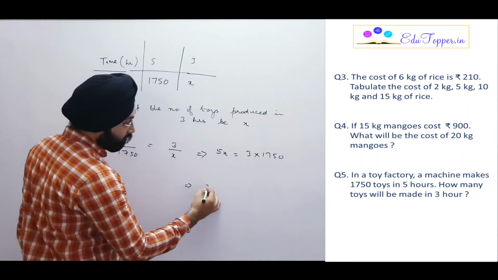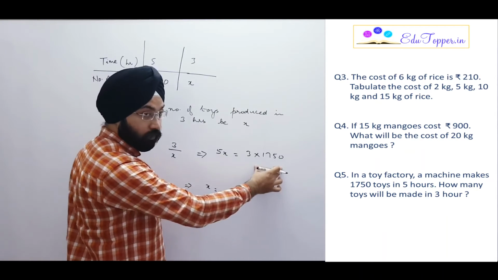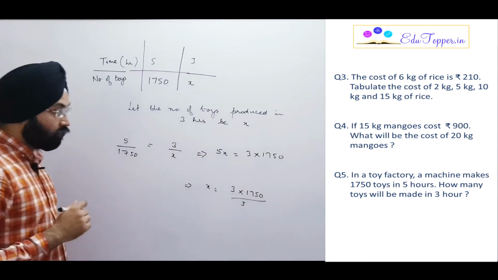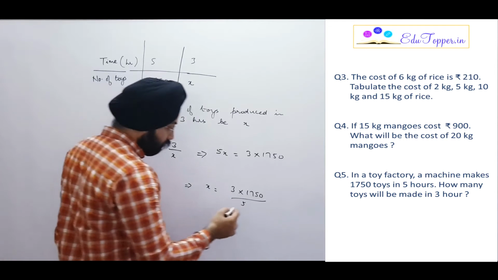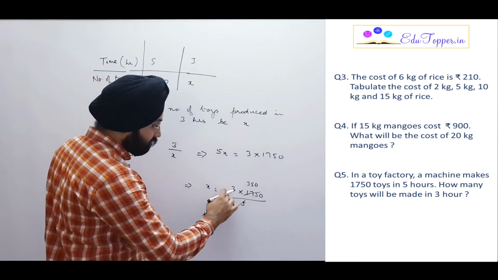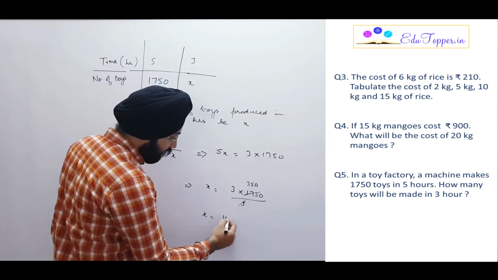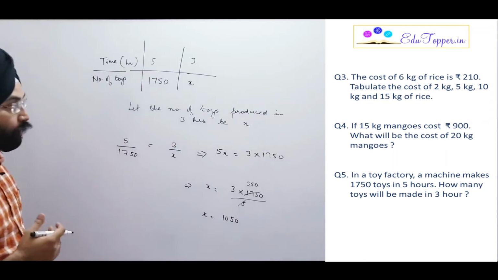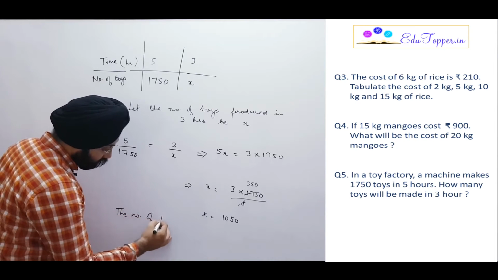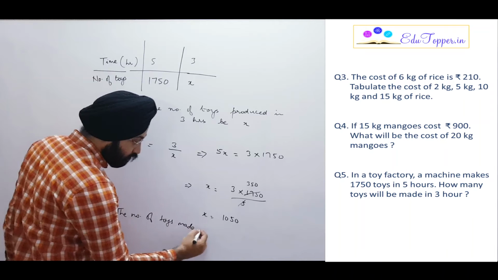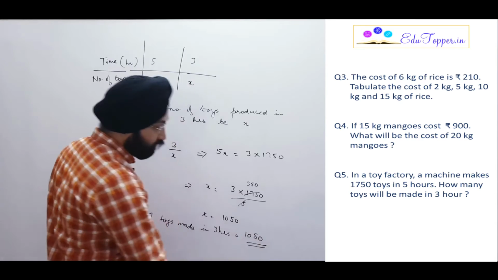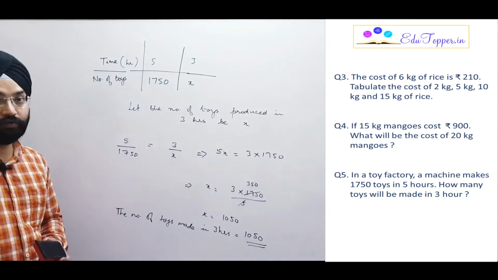In the next step, X is equal to this 5 will get divided over here, right? So 3 into 1750 divided by 5 will give us the quantity X. So 5 times 3 is 15 and 5 0. So X is equal to 3 into 350, that is 1050. So the number of toys made or produced in 3 hours will be equal to 1050. So this is the way that you have to solve the questions.